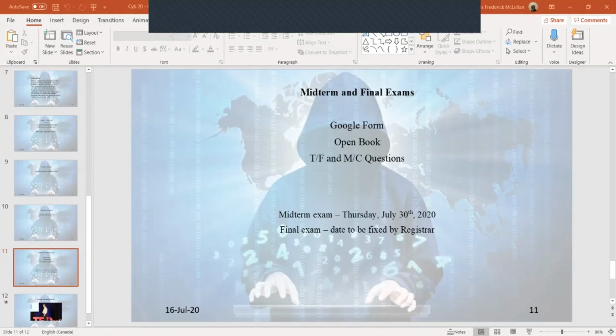So the midterm exam will take place on or about July 30th. So that's 2 weeks from tonight. So it'll cover, obviously, probably the first 3 to 4 chapters that we've studied up to that point. And then the final exam will be fixed by the registrar. My best guess will be, since August 25th is the last day of the class, that the final exam will be set for around the 26th or 27th. The registrar will let us know.